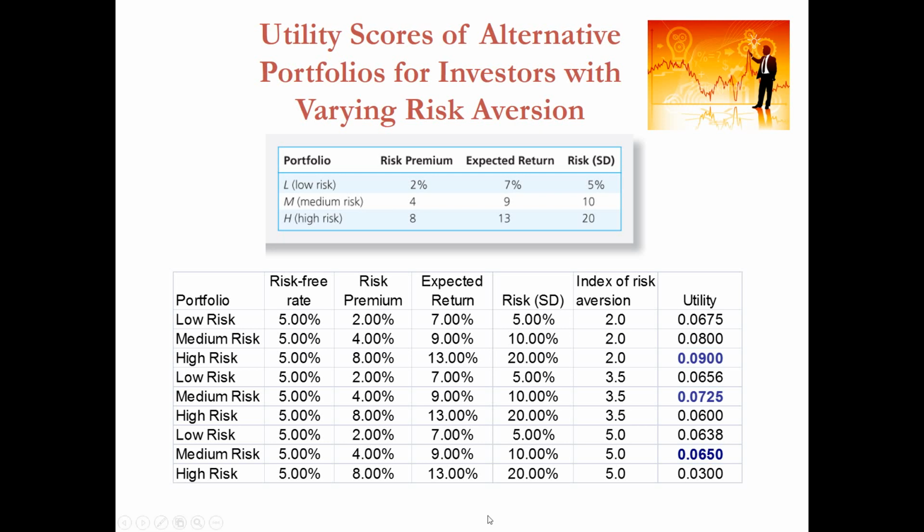Now let's drop down here and compare this to an investor who has a coefficient of risk aversion of 5. For this investor, we can again apply the formula from before. Utility equals expected return minus half A times the variance, or the standard deviation squared. So we take the expected return minus half times 5 times the standard deviation squared, and we get three utility values once again. Remember, an investor will seek to maximize their utility. So for this particular individual, the asset that maximizes utility is the medium risk asset. That's the one that has the highest utility.